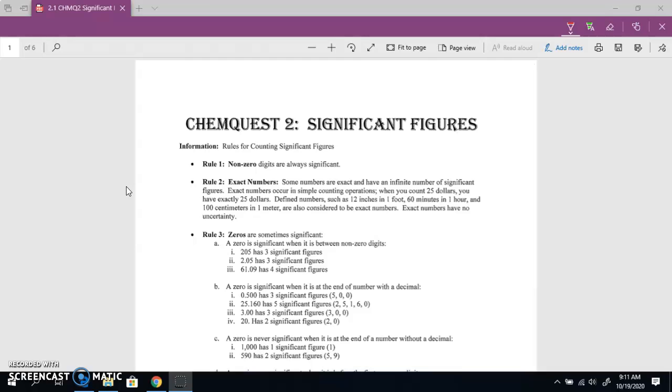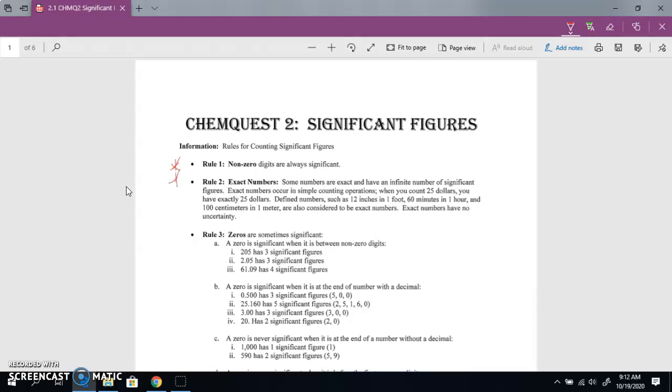Rule number 1, as you can see right up here, has to do with non-zero digits. Remember that non-zero digits are always significant. So the number 1 would have one significant figure, 2 would have one significant figure, and 11 would have two significant figures. We also have a rule about exact numbers.